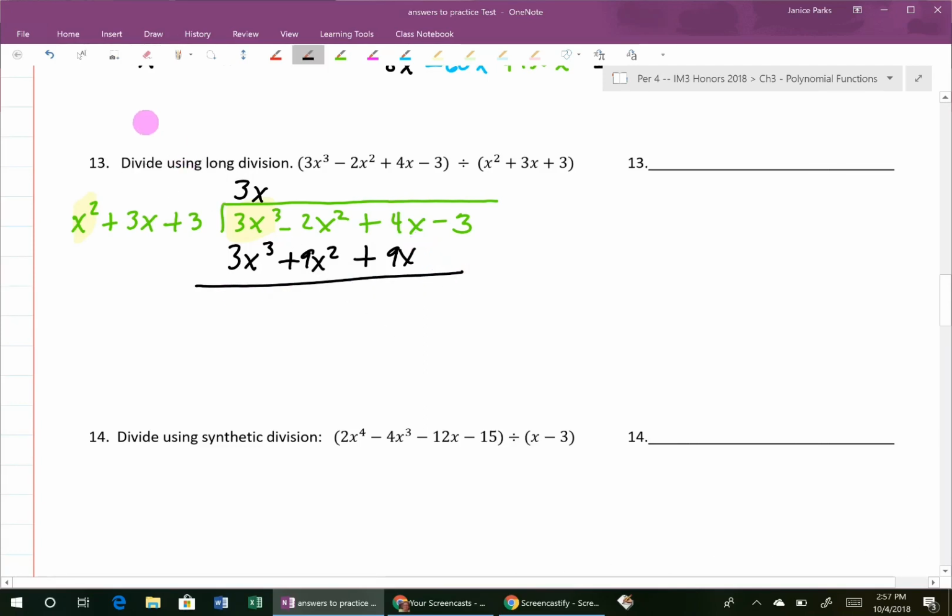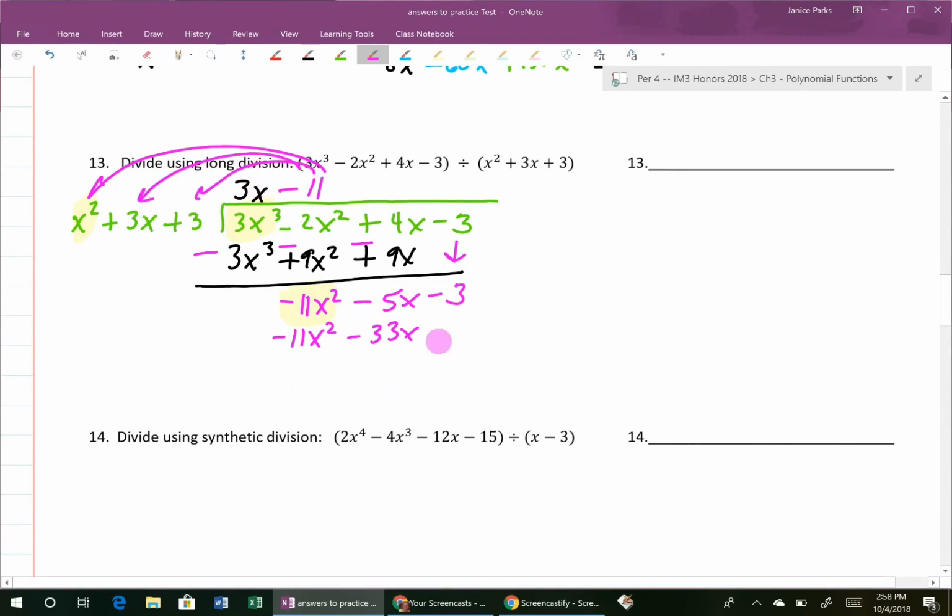Then you're going to subtract. So that's going to become a minus, and a minus. That's negative 11x squared minus 5x minus 3. And then you're going to do x squared into negative 11x squared. That gives you minus 11. Multiply down. Minus 33x. Again, you're multiplying these. And then minus 33.